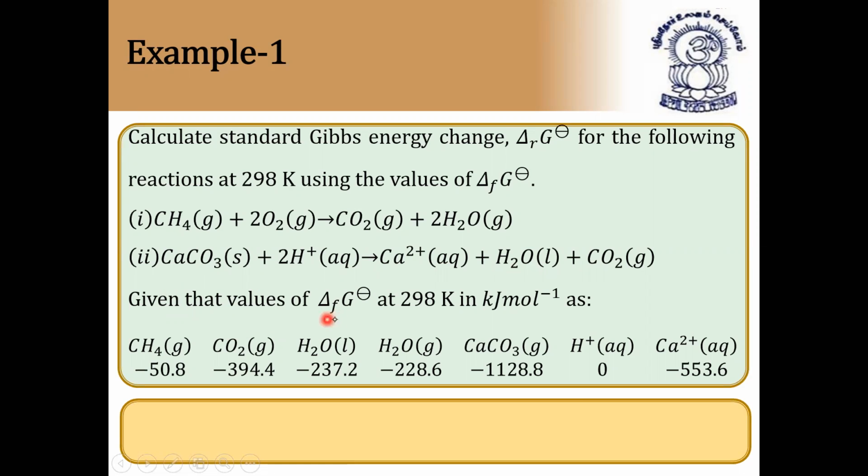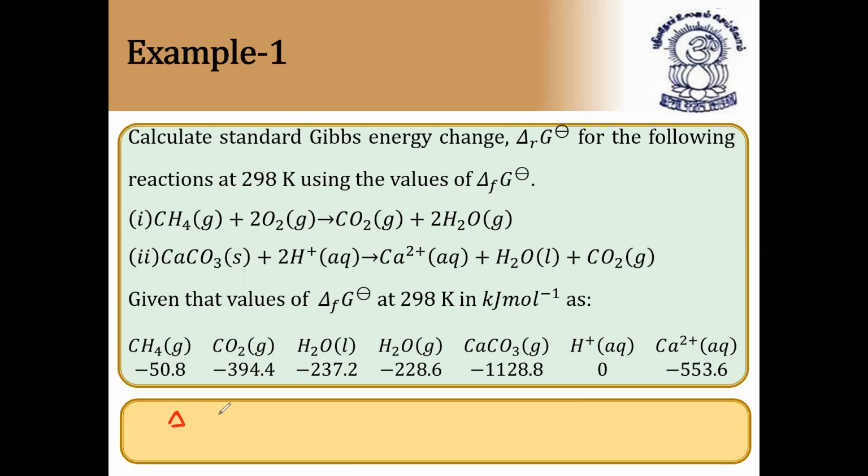Given that values of delta G of formation at 298 kelvins in kilojoules per mole are as given: the free energy change of the formation of methane, carbon dioxide, water in gaseous form, and calcium carbonate, H plus ions, and Ca 2 plus ions. So all these values are given. First we'll find the first equation, and also the second equation. I'll do the first equation, and then the remaining you do, the second equation.